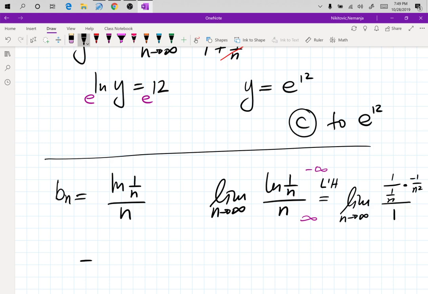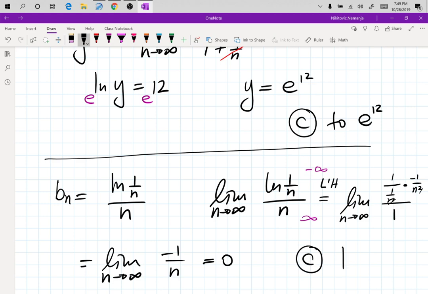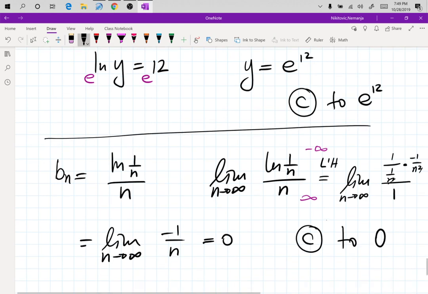So now this is limit n goes to infinity. We need to clean up the algebra. So the 1 over n will cancel, and all we have is negative 1 over n. The limit is 0, and we just say converges to 0. Awesome.